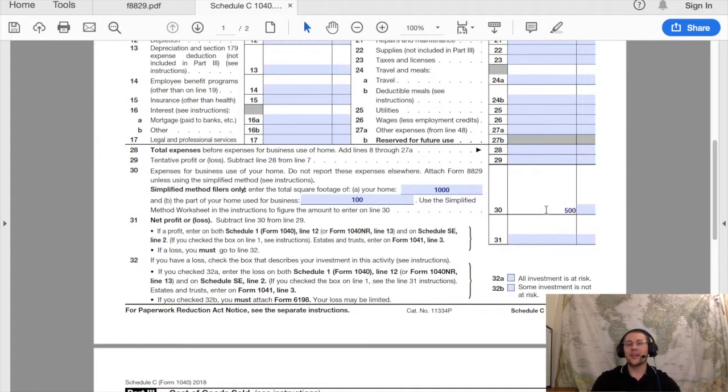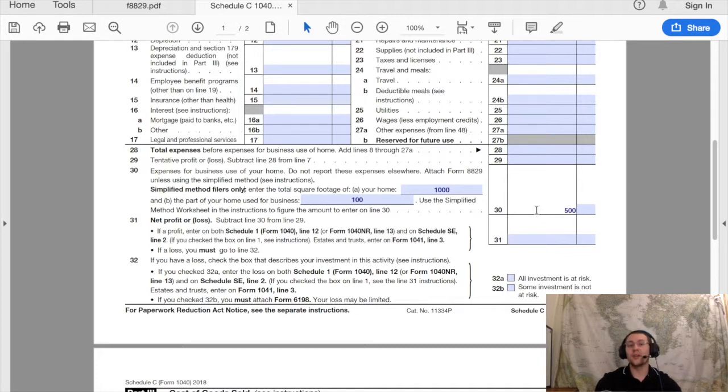This method may not give you as big of a deduction, but it may be more worthwhile than trying to keep track of your home office depreciation over the years, adjusting the basis of your house, and paying the recapture tax of 25% of the portion of your house you could have depreciated.